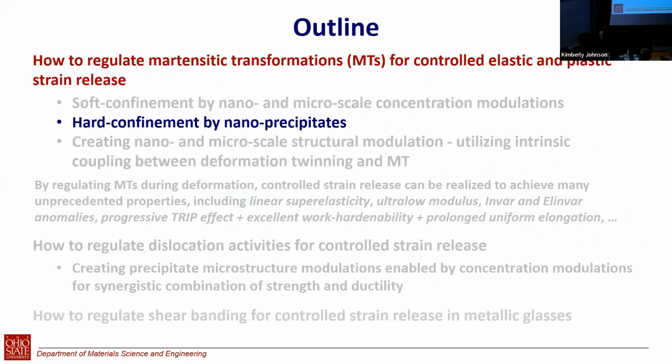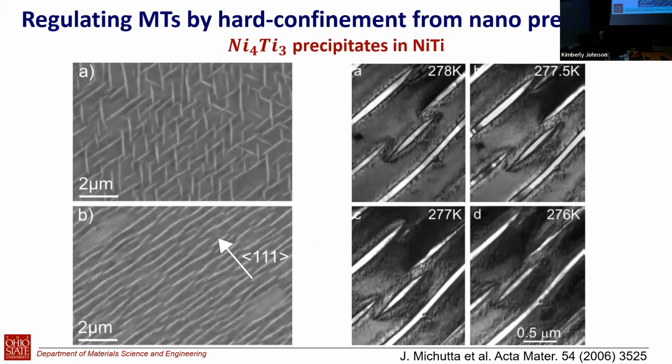And the second story I want to tell you is that you can actually use hard confinement as well. So you don't have to just do the concentration modulation. You can utilize nanoscale precipitates. This is the one I mentioned, Ni4Ti3. In these nickel-rich shape memory alloys, you can create those nano precipitates.